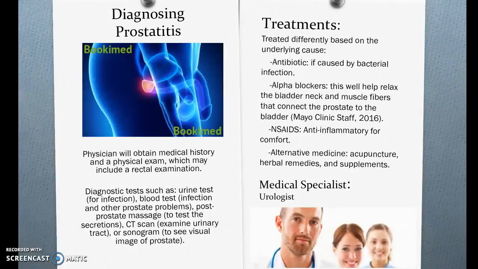Some treatments are definitely based on the underlying cause. So if it's caused by a bacteria, they would need to take an antibiotic. A patient could take alpha blockers. This will help relax the bladder neck and muscle fibers that connect the prostate to the bladder. NSAIDs can be taken as anti-inflammatory for comfort, and alternative medicine such as acupuncture, herbal remedies, and supplements. And if someone were to have prostatitis, a medical specialist that one could see is a urologist.